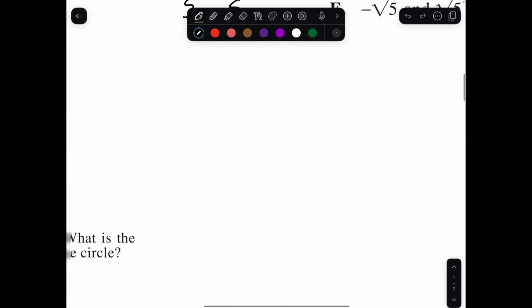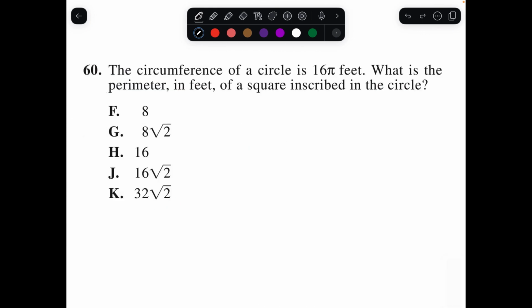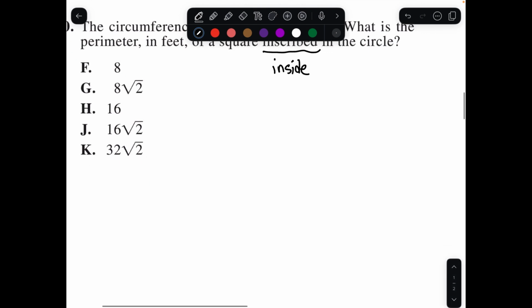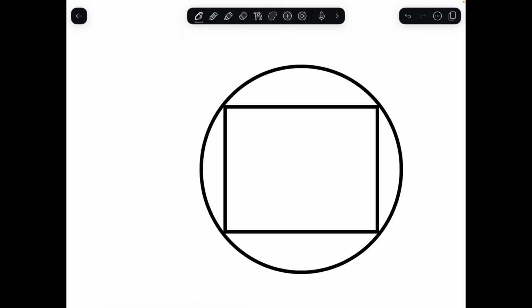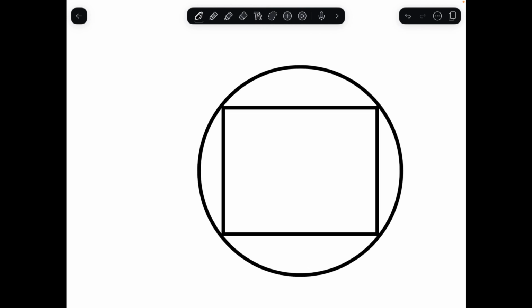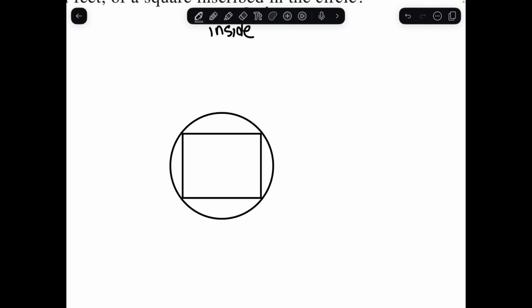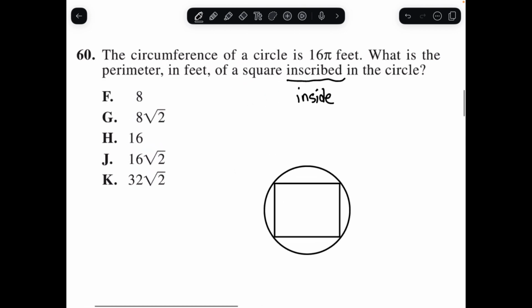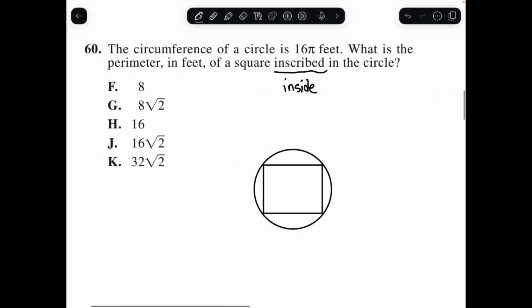Okay, on to the last question. Question 60. Question 60 says, the circumference of a circle is 16 pi feet. What is the perimeter in feet of a square inscribed in the circle? Inscribed is just going to mean inside, and that means all 4 corners of the square are touching the circle. So let me draw that for you guys. In this case, the 4 corners are touching the circle, and it's asking us for the perimeter in feet of a square inscribed in the circle.